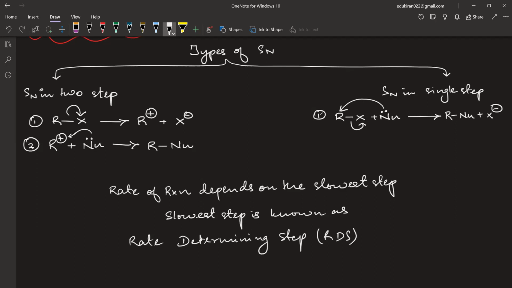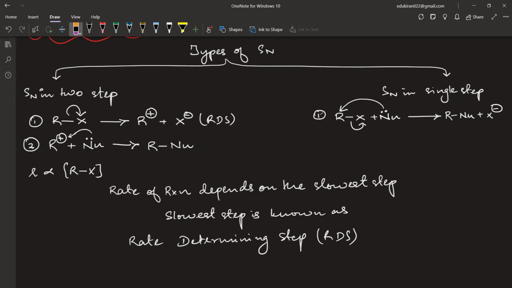Now, tell me which of the two steps, one or two, is going to take more time. You will say, sir, in the first step, what is happening? We are breaking a bond. Breaking a bond requires more energy and also more time. So the first step is the rate determining step here, RDS. That means the rate will be proportional to the concentration of Rx only, because the rate depends only on the first step, that is, the number of Rx molecules. If the number of Rx molecules is very high, then the reaction will happen very fast.